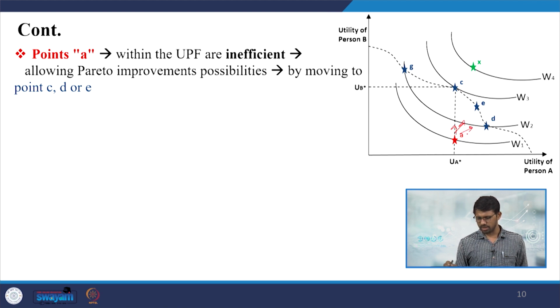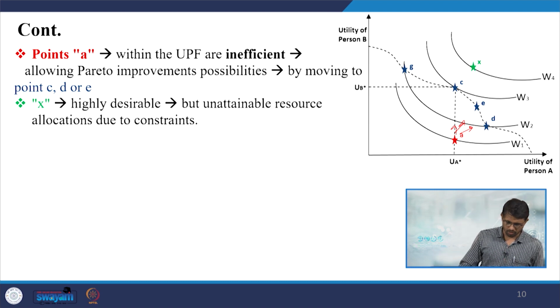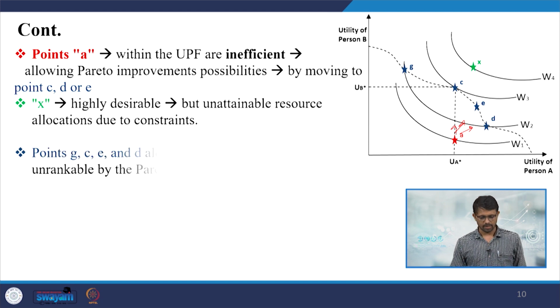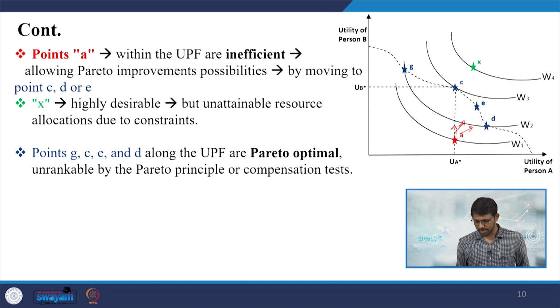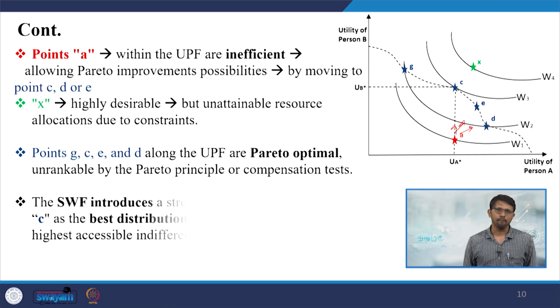All possibilities are there. However, X you can just have a check in the W4. X is highly desirable, but difficult to attain due to constraints. Hence, points G, C, E, D are all along the UPF, are Pareto optimal, unrankable by the Pareto principle or the compensation test which we already discussed.